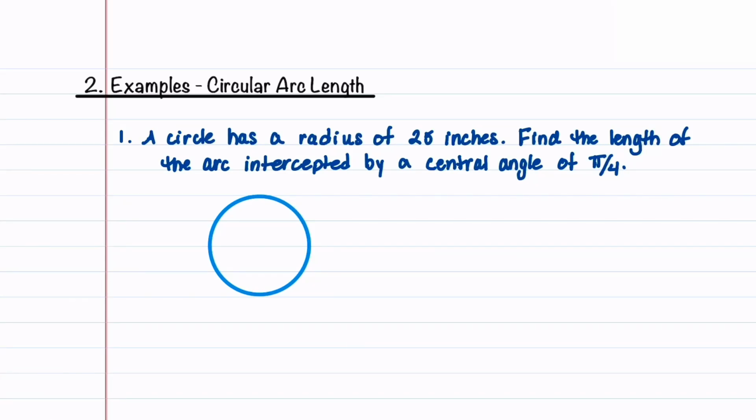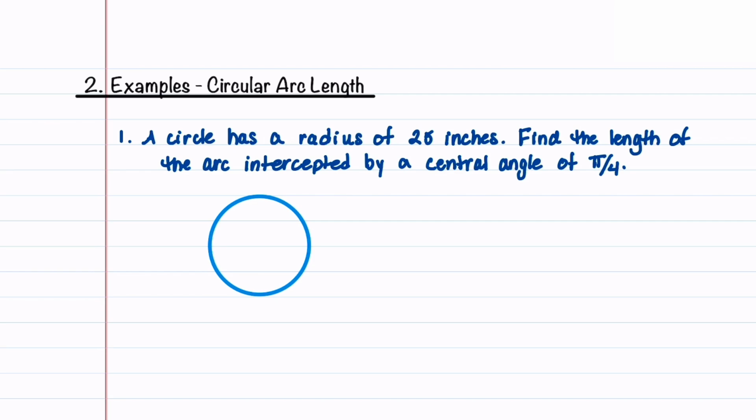Let's calculate some arc length problems. In our first problem, we have a circle with a radius of 25 inches, and we're asked to find the length of the arc intercepted by a central angle of pi over 4.